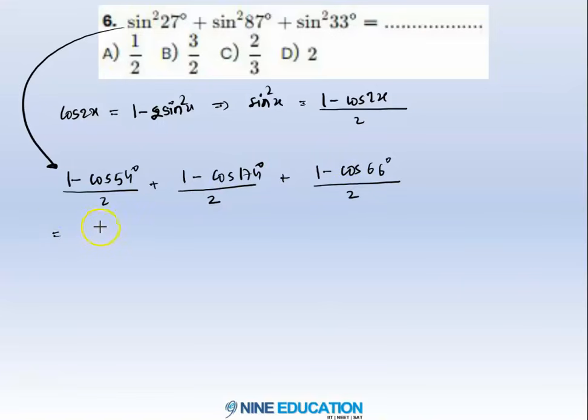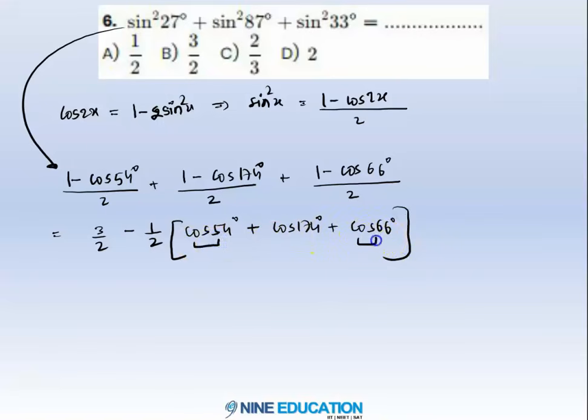So if I take 1 by 2, 1 by 2, 1 by 2 separately, it will become 3 by 2, and then minus half, I can write cos 54 degree plus cos 174 degree plus cos 66 degree. Then I can take cos 54 and cos 66 degree together, because of their angles. 66 plus 54, if we add, we will be getting 120 degree. So that's a good angle to calculate.